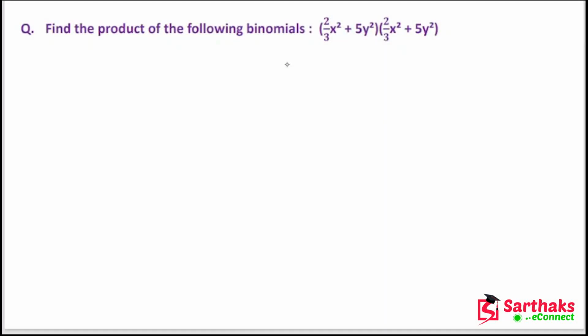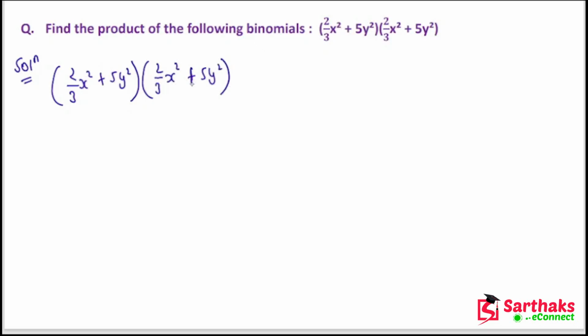It says find the product of the following binomials. Okay, so the given binomials are these two binomials and we have to find their product. So it is (2/3 x² plus 5y²) into (2/3 x² plus 5y²). Right. So in this way we have to multiply. Now you can see these are the same products, so you can write it as (2/3 x² plus 5y²) whole square. Okay, it is just nothing but the whole square.